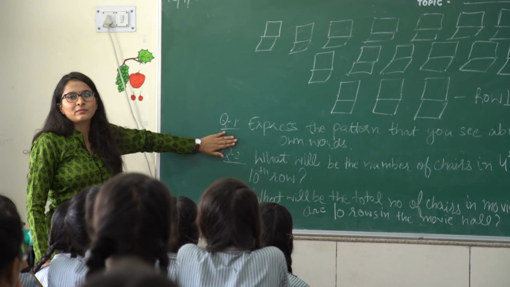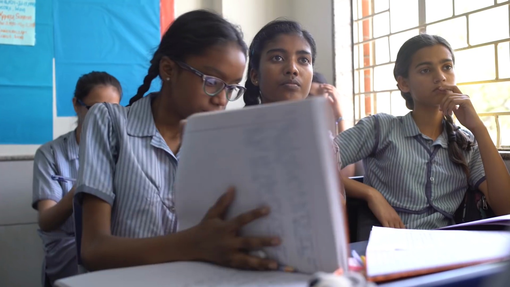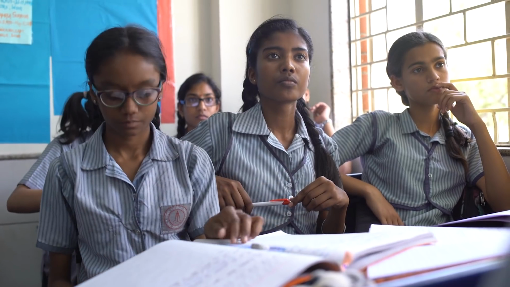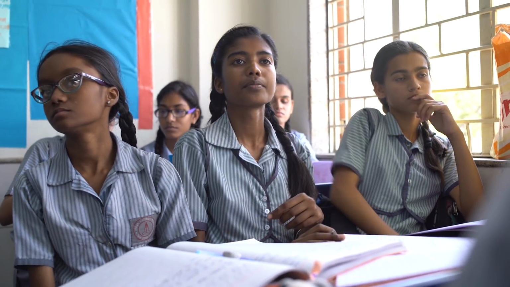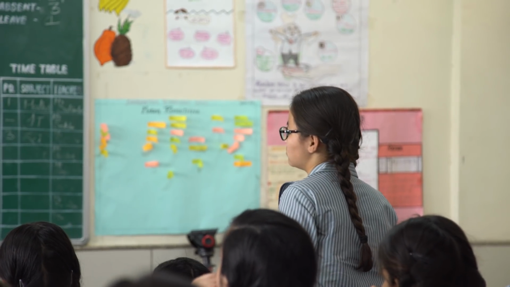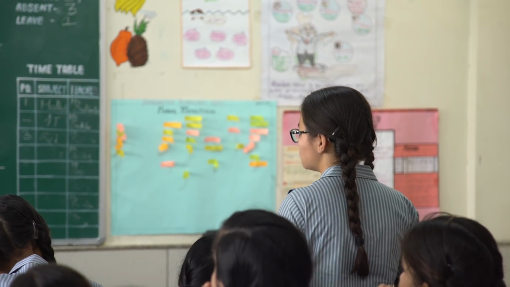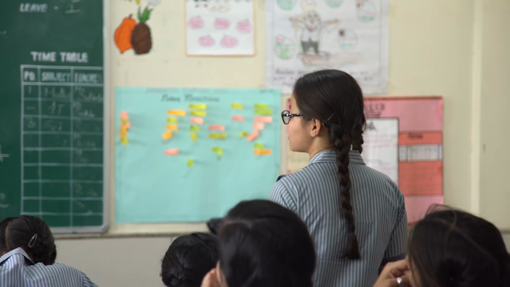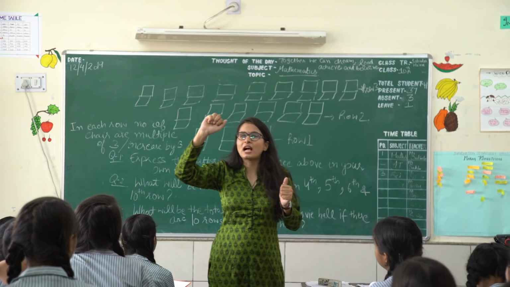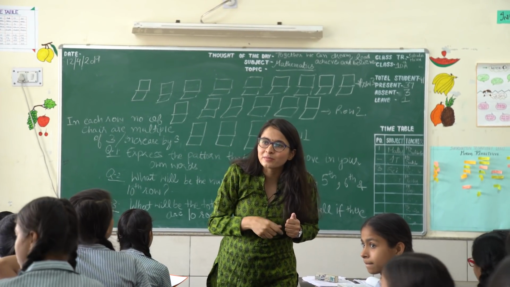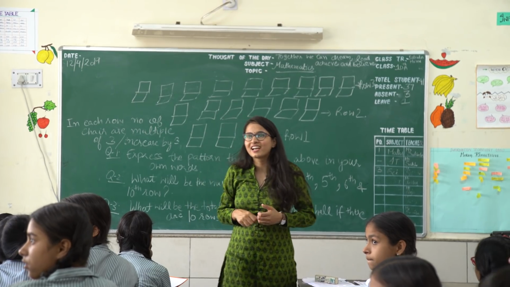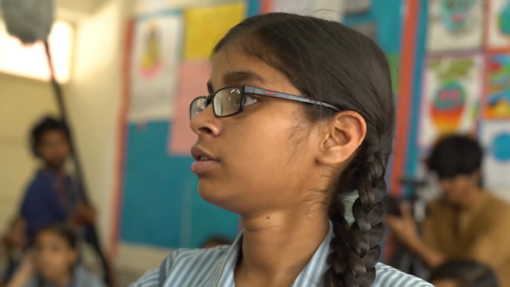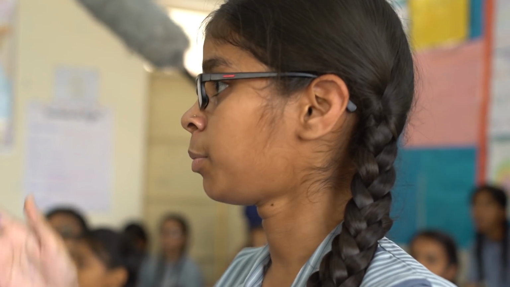So, who can tell me the answer to this question? Kusum, what's your response? It is a multiple of 3 in each row. So, we can write in each row the number of chairs are multiples of 3. Ankita, you were mentioning something. Can you share? Yes, if you place a chair in the last row, then it will create a pyramid.